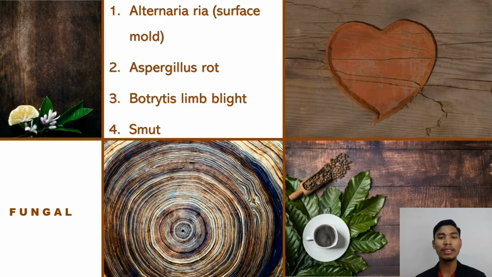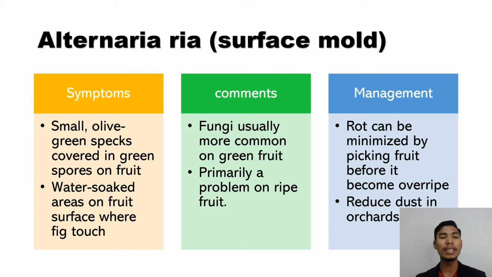The first one is Alternaria or surface mold. Number two is Aspergillus rot. Number three, Botrytis limb blight. And number four is smut. We go one by one. Number one is Alternaria or surface mold.